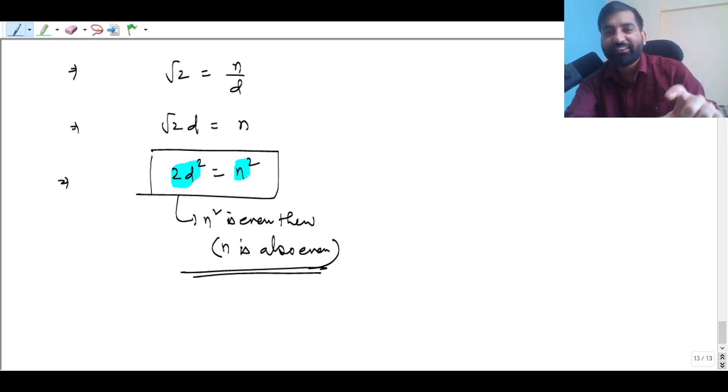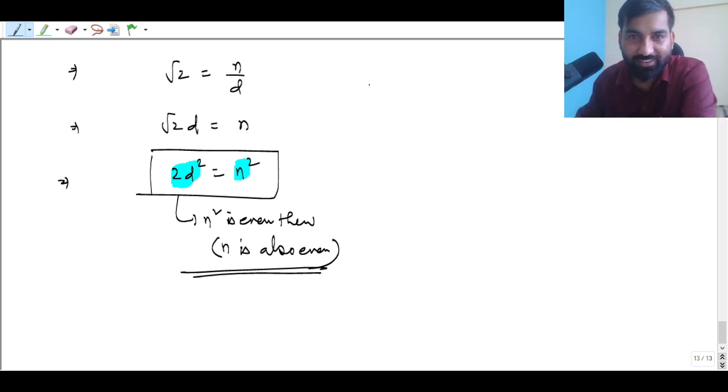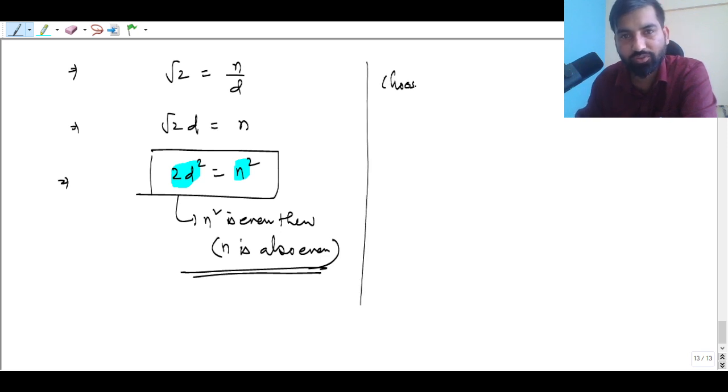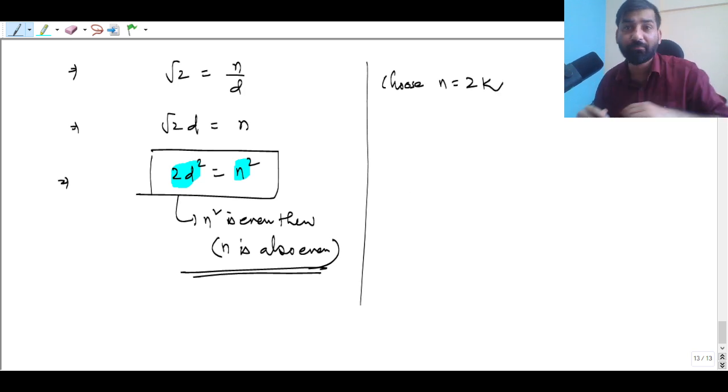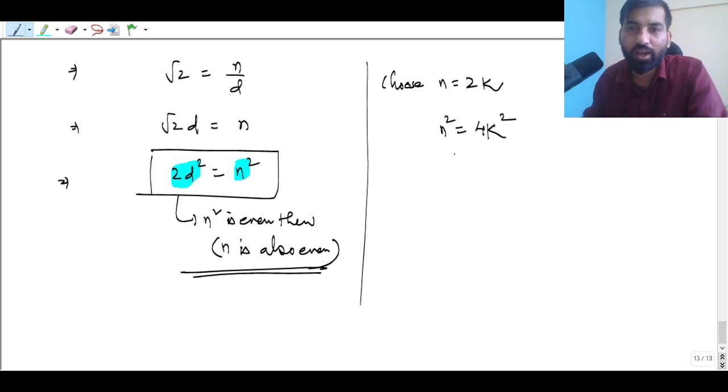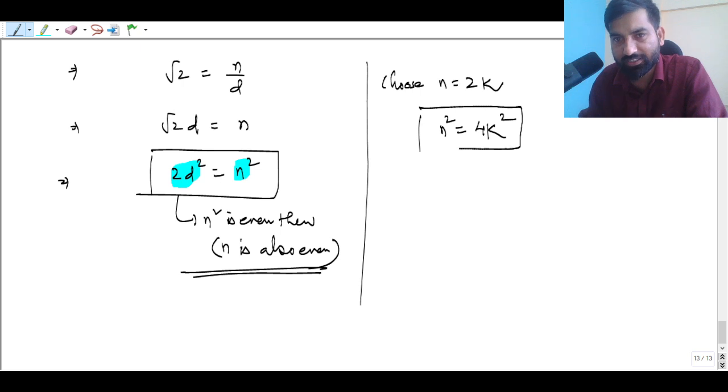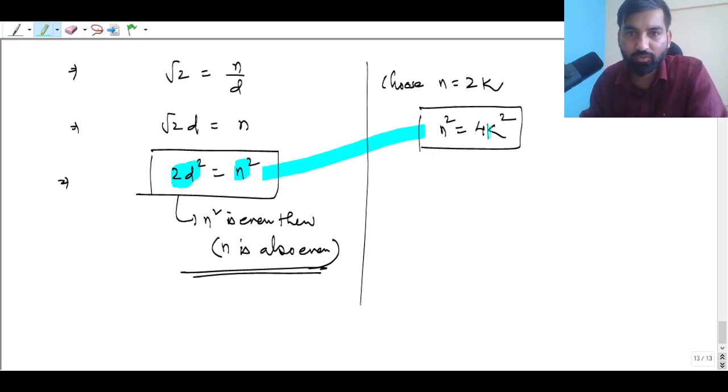So if n is even, what you can do here is choose n equal to 2 times k, because you know that if any number is even, you can write it as a multiple of 2, right? So n is equal to 2k. You can take the square of both sides again, so n square equal to 4k square. Why have I taken the square of both sides here? So that you can plug in 4k square in place of n square, so that we can prove it.